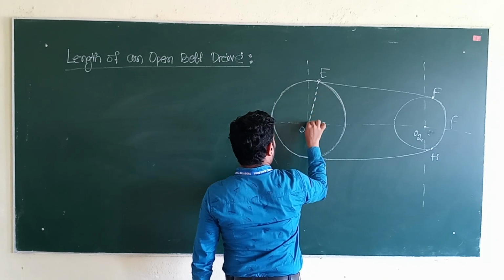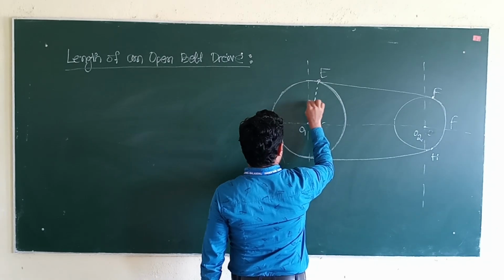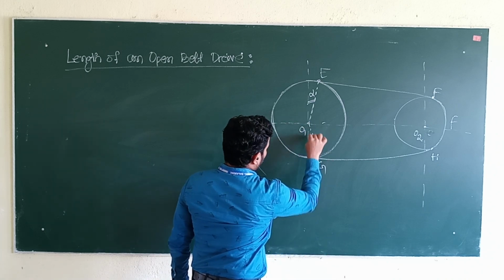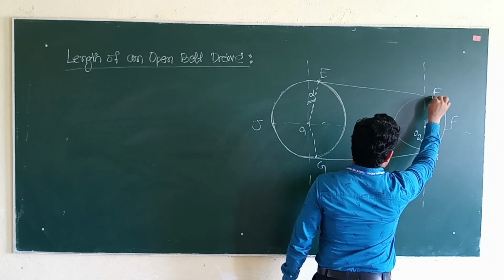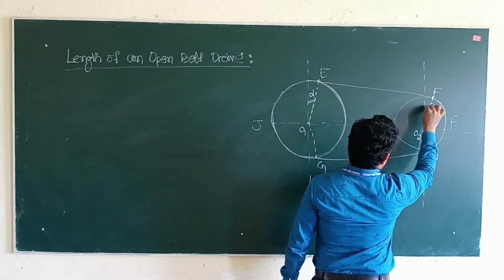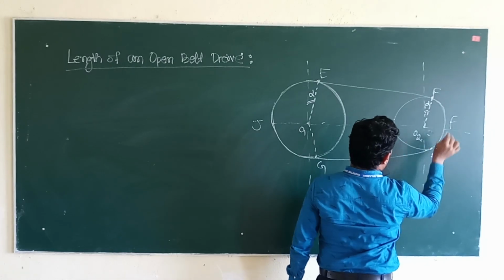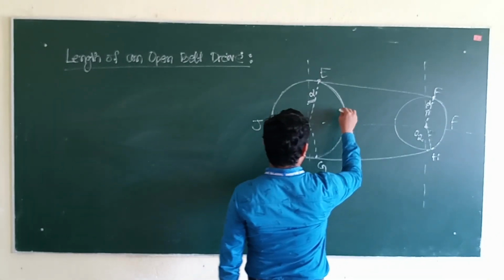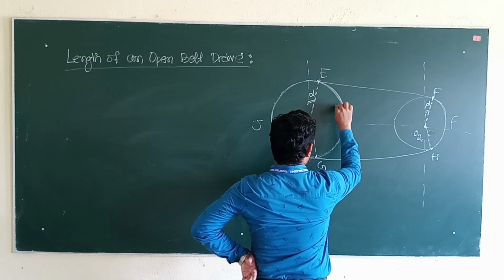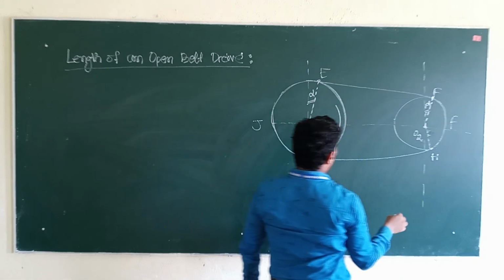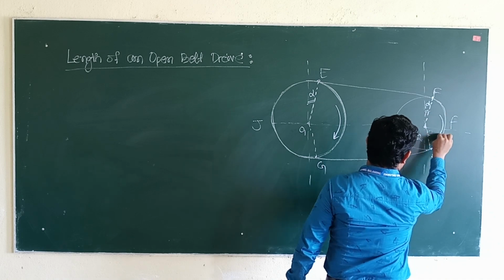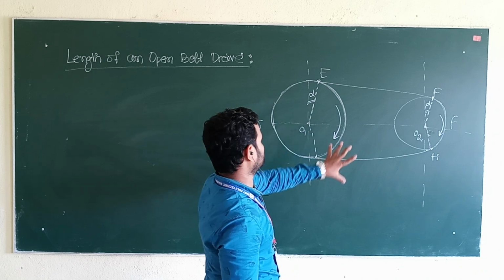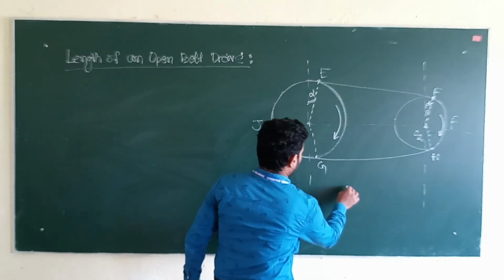The angle at which the belt leaves the larger pulley makes angle alpha. Here below the same angle alpha, and the angle at which the belt touches the smaller pulley is your alpha. Here in the below side this is also the same. And here see, in case of open belt drive, the direction of driver or larger pulley is equal to the direction of the smaller or driven pulley, right? This is the diagram of an open belt drive.